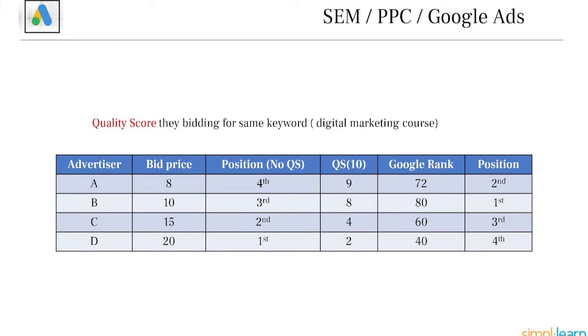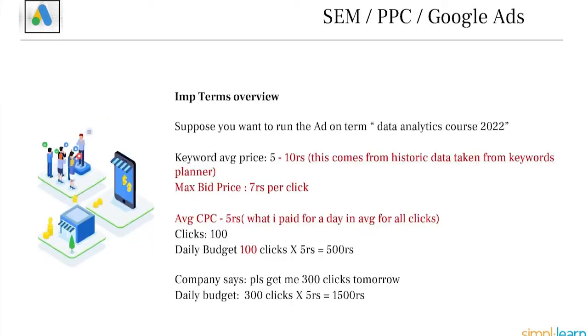So that bid price would come down to 90, and you need at least 100 clicks today. So 90 into 100 is going to be your 9,000 daily budget. Because you know that you would end up paying a maximum of 90 rupees per click, because that's the maximum bid price you have submitted.